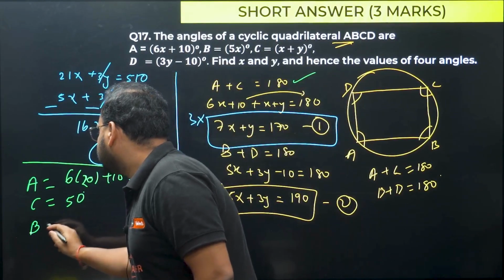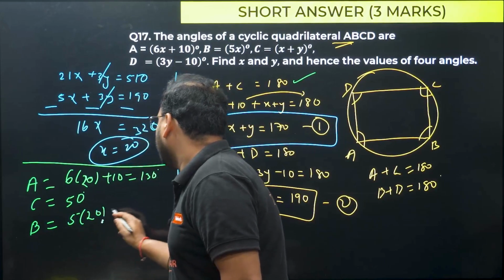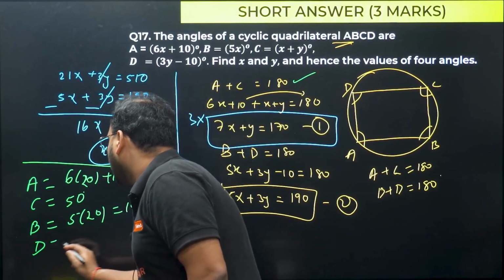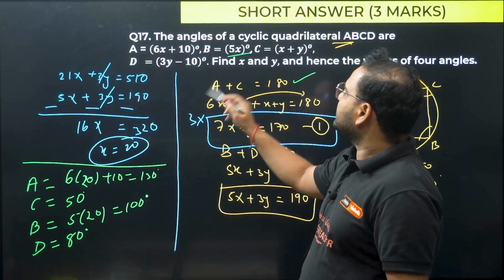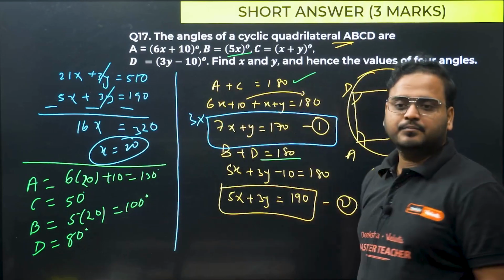What is the angle B, sir? Angle B will be 5x. 5 into 20, how much is that? 100 degrees. It means D has to be what? 80 degrees. 5x is B, 5 into 20 is 100, and D is 80 because B plus D is 180.